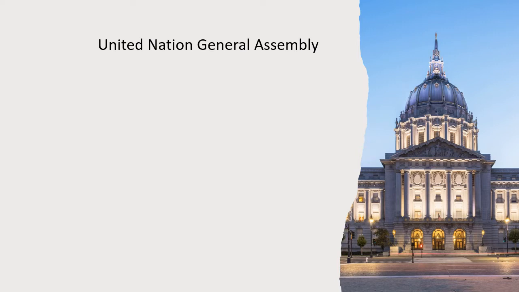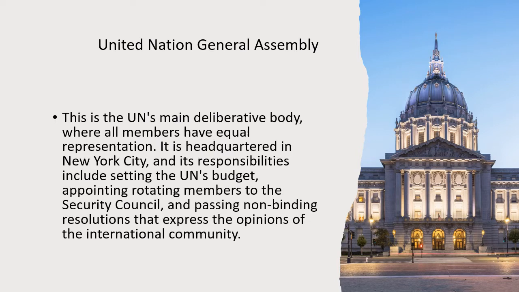United Nations General Assembly. This is the United Nations main deliberative body where all the members have equal representation. It is headquartered in New York City, and its responsibilities include setting the United Nations budget, appointing rotating members to the Security Council, and passing non-binding resolutions that express the opinions of the international community.